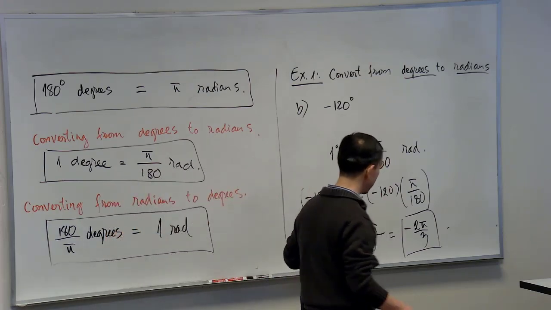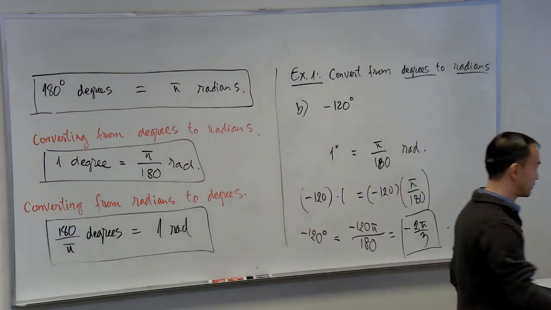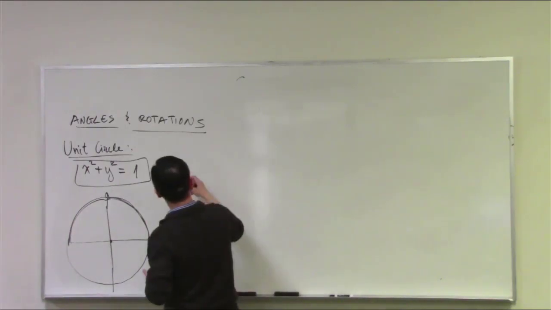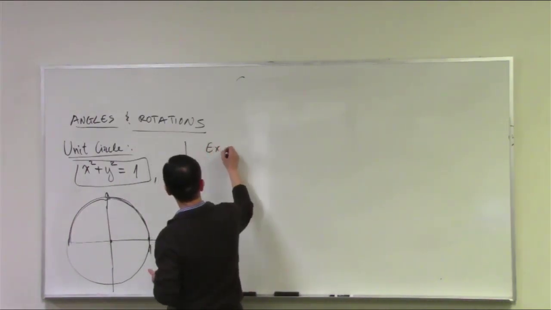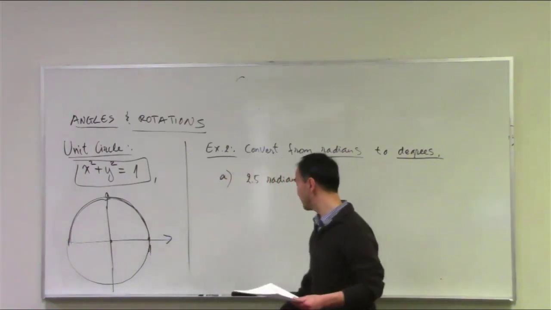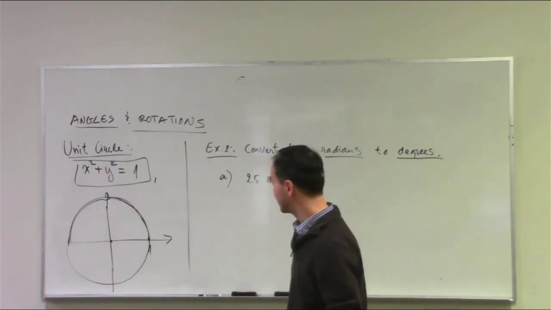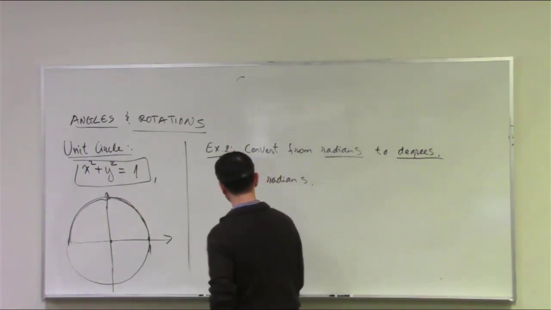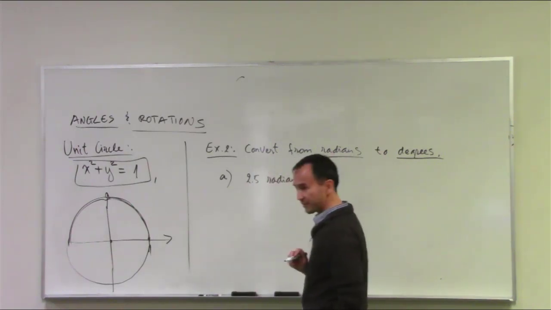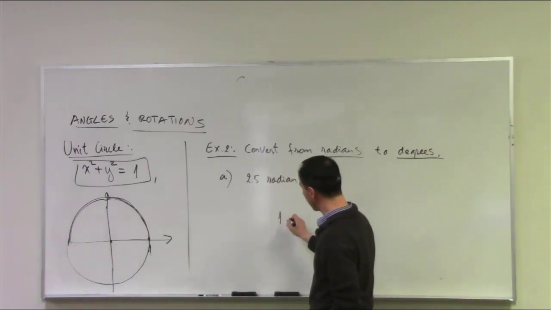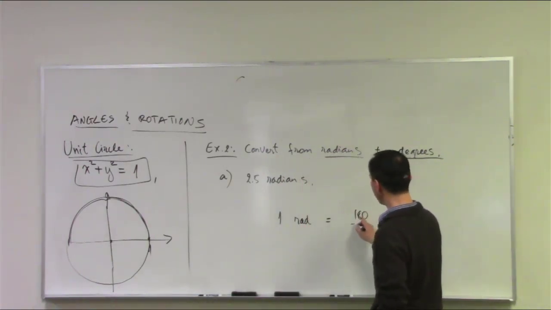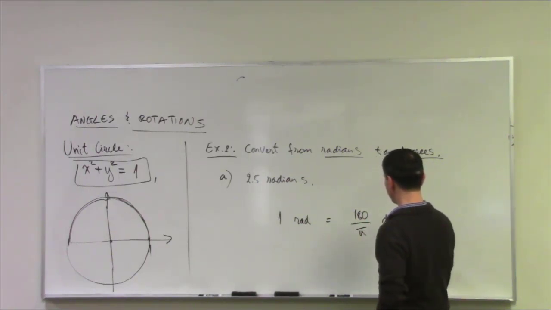And yes, we can also have another example converting the other way around. And we have 5 radians. Now, converting from radians to degrees, we have the other relationship, the other conversion formula. Right? 1 radian will come out to 180 over pi degrees.